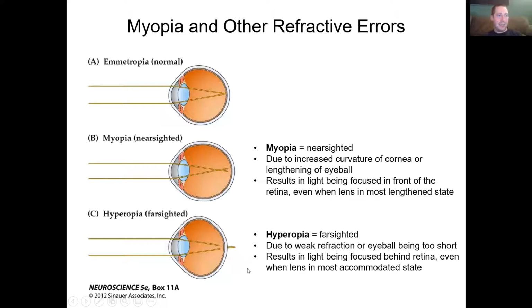And then there's hyperopia, which is just kind of the opposite of myopia, where you don't have enough refraction of the eyeball, or the eyeball is too short, didn't grow long enough, and now the image plane would be occurring beyond the retina. So these are very common.